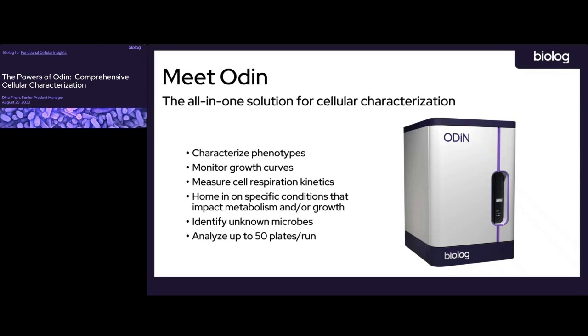Because there are so many different things that you can do with Odin, I'm actually going to walk through 3 short stories here. First, I'll talk about the bread and butter application of characterizing cell phenotypes. Then I'll talk about how you can look at growth and metabolism at the same time and what that can tell you about your cells. And then finally, I'll talk about how you can use this very same technology to actually identify unknown microbes in the environment.